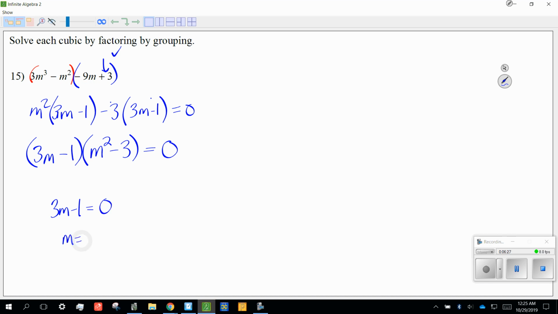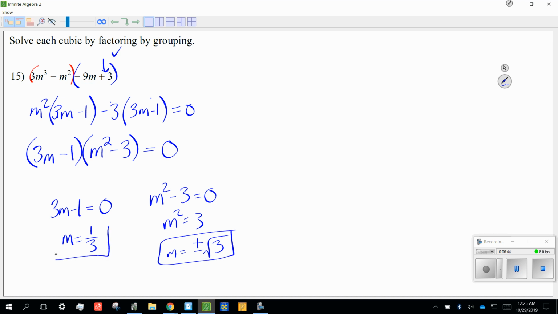We get m equals 1/3 here. Then we set this one equal to 0 to get our other two solutions. So m squared equals 3, square root of both sides. m is equal to plus or minus the square root of 3. One answer there, one answer there. Let's check ourselves.